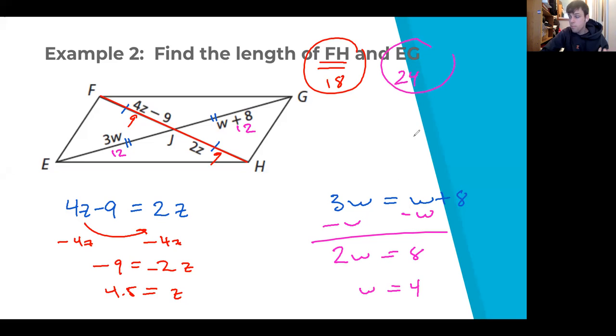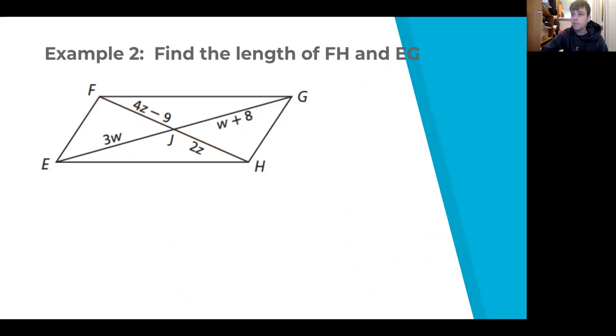Not too bad. We need to remember our properties though. Make sure to go back and look at them if you don't have them. If you don't see it right away, kind of take a look at the different properties that apply to the shape you're looking at and see if something helps.